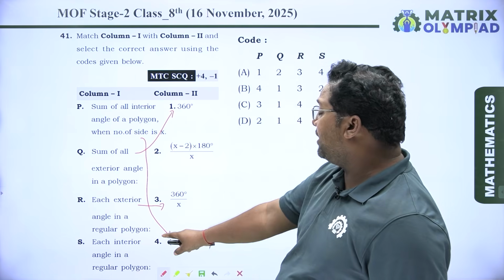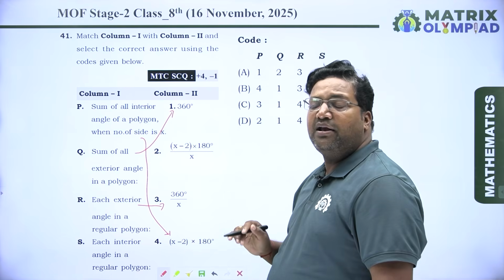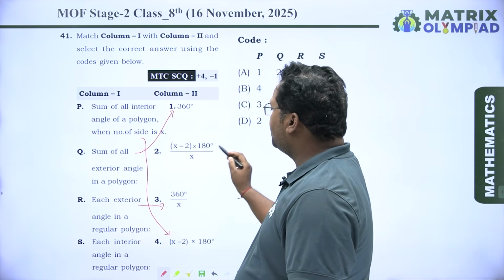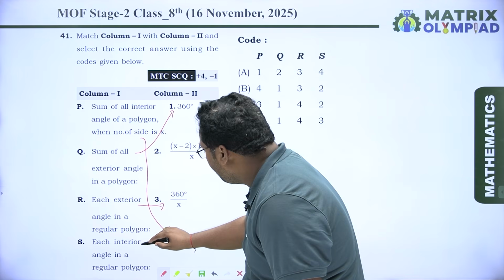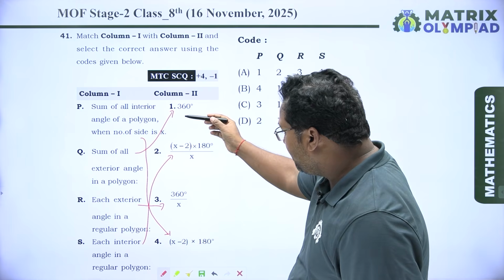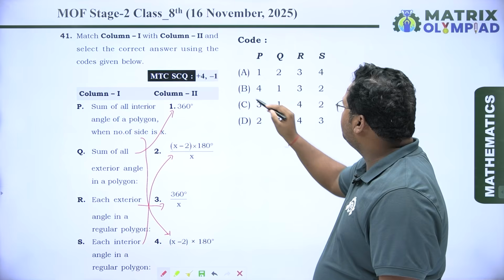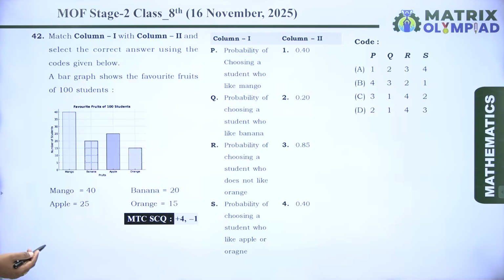And the last statement is each interior angle in a regular polygon. Each interior angle in a regular polygon is x minus 2 into 180 upon x, where x is the number of sides. So our answer is 4, 1, 3, 2, which is in option B. Now coming to the next question.